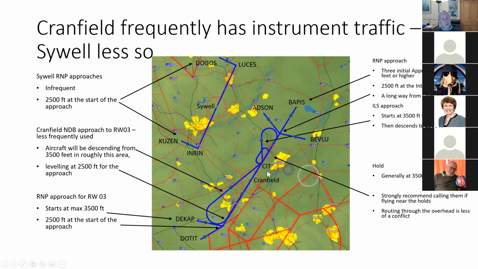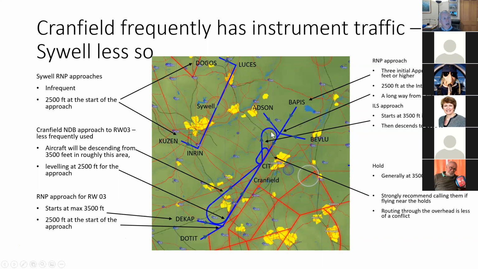In fact, planning to go over the top of Cranfield works much better from that point of view, because the holds are where the aircraft are up at 2,500 feet or higher. I think the bottom of the hold is 2,500. The next one up would be 3,500. And so when they've got procedural traffic doing an ILS, an instrument landing system, or an NDB approach, it goes around this hold, and then one of two things will happen.